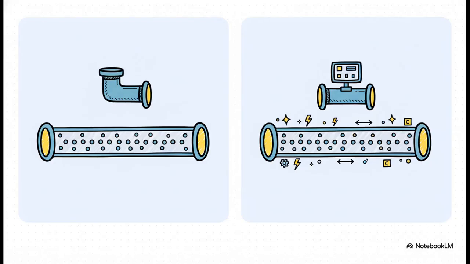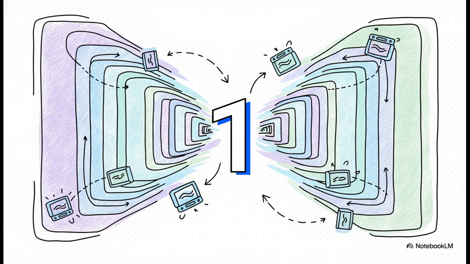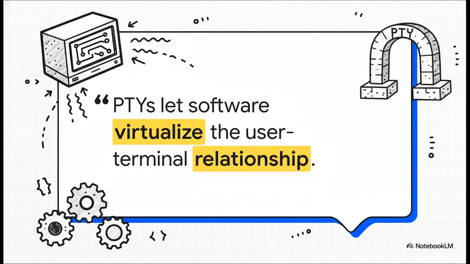This is the real key. A pipe just says, here are some bytes. A PTY says so much more. What's terminal behavior? Things like job control, signals from Ctrl-C, and window size changes. So, the one core idea? A PTY provides a terminal environment, not just a data pipe. That's everything. PTYs let software virtualize the relationship between a user and a terminal. That's why they're so foundational.